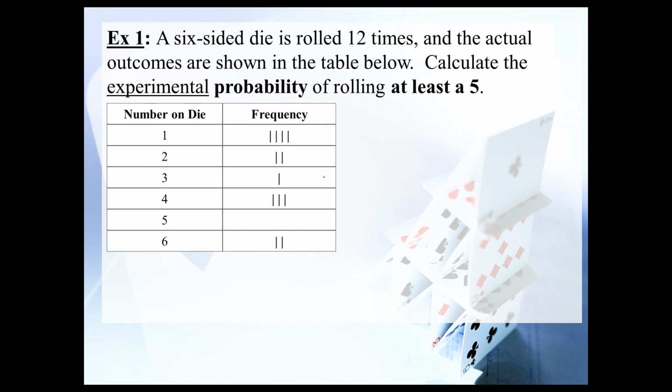Okay, so I performed this experiment 12 times, and I've recorded the frequency in which I obtained that result. So this is a tally chart. Each one of these ticks means that's how many times you got that number on the die.